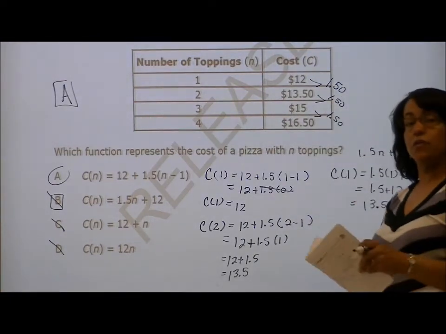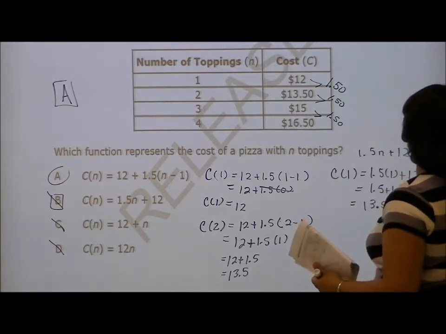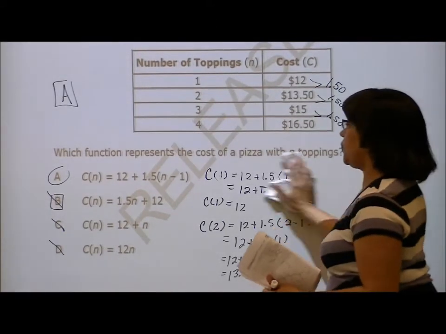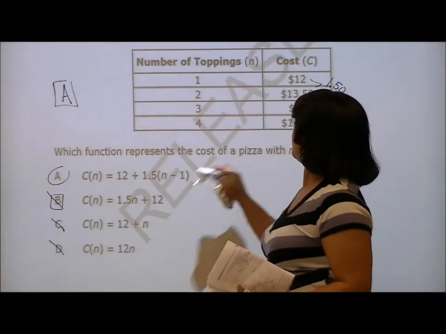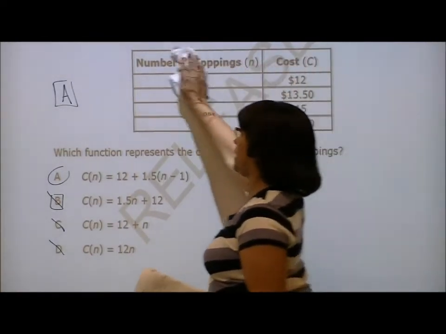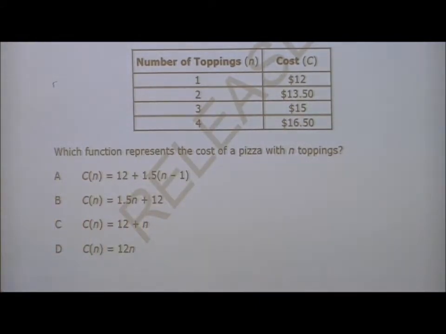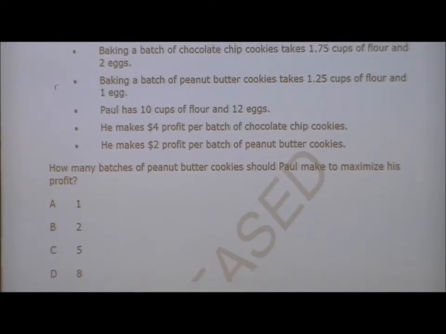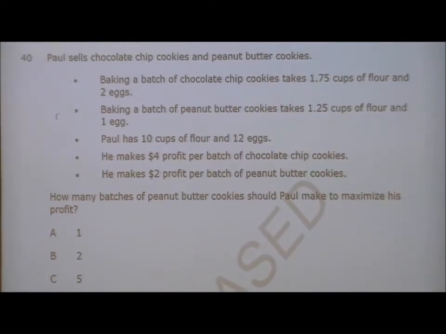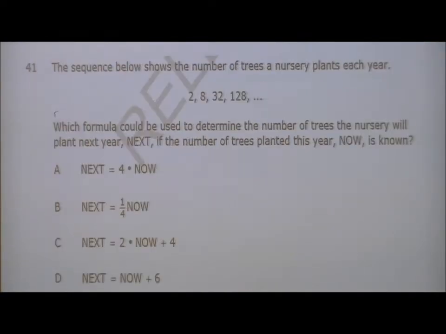Let's move on to number 40. Remember, we eliminated C and D because they did not have a slope of 1.5. So you can eliminate to begin with, and then that lets you only have to work with a couple more problems. Number 40, the answer is A. And let's move on to number 41.